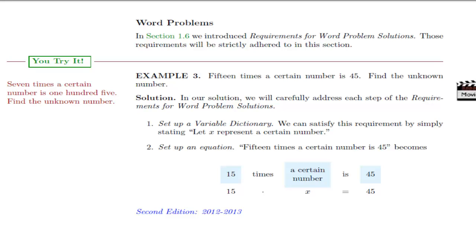In our solution, we will carefully address each step of the requirements for word problem solutions. Step 1. Set up a variable dictionary. We can satisfy this requirement by simply stating, let x represent a certain number, the unknown in the problem. Step 2.